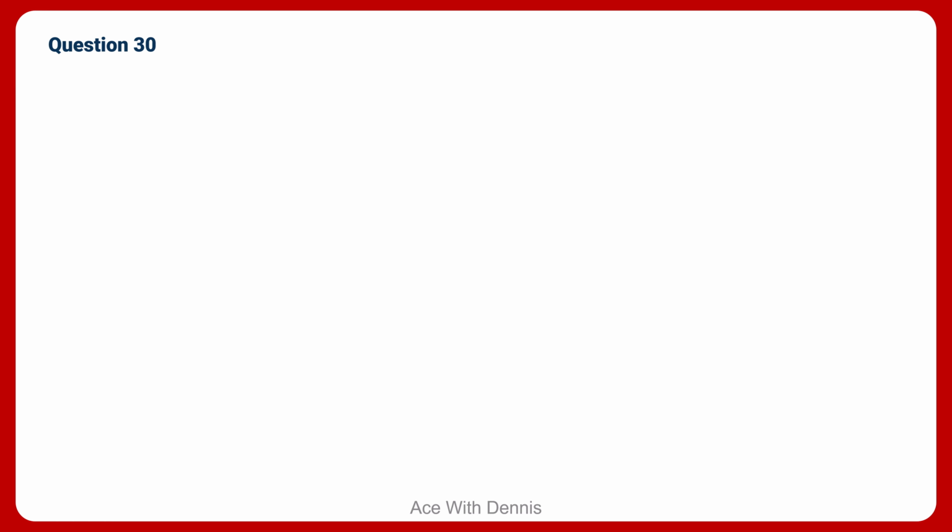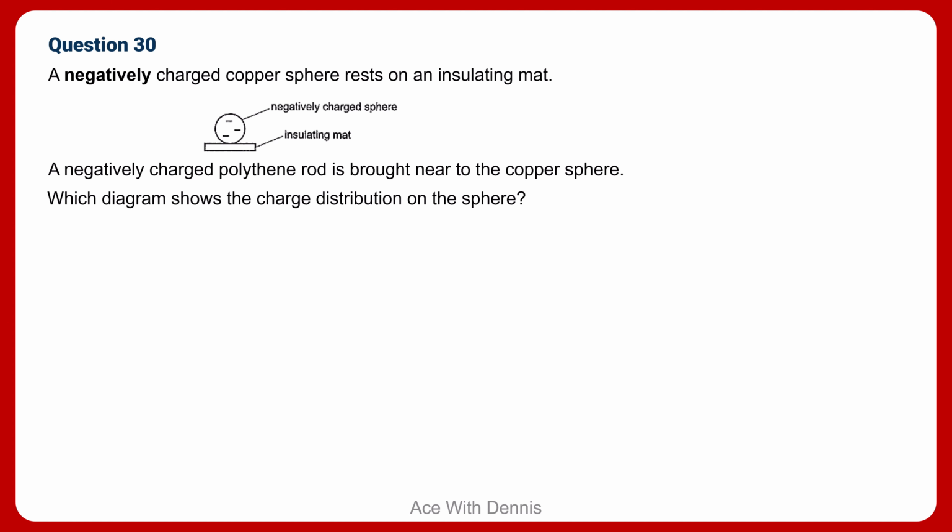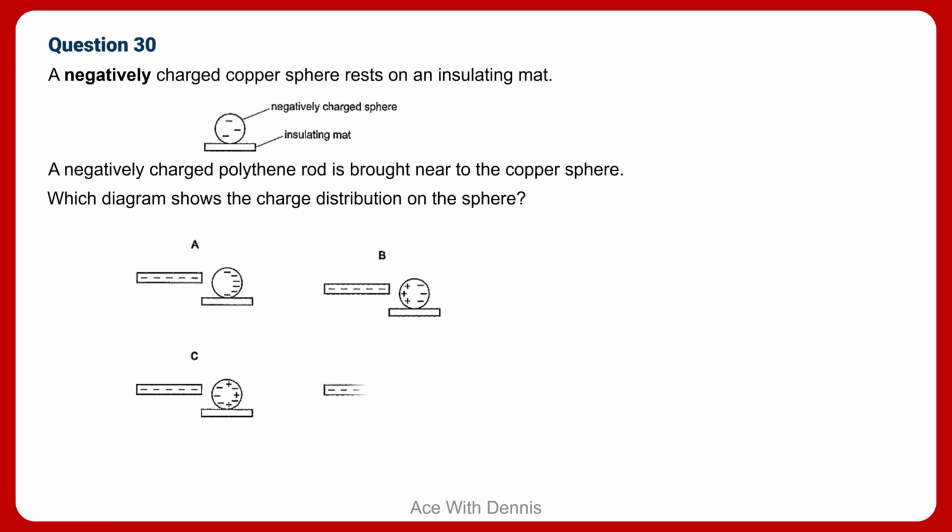Question 30. A negatively charged copper sphere rests on an insulating mat, as shown in this diagram. A negatively charged polythene rod is brought near to the copper sphere. Which diagram shows the charge distribution on the sphere? Is it option A, option B, option C, or option D?